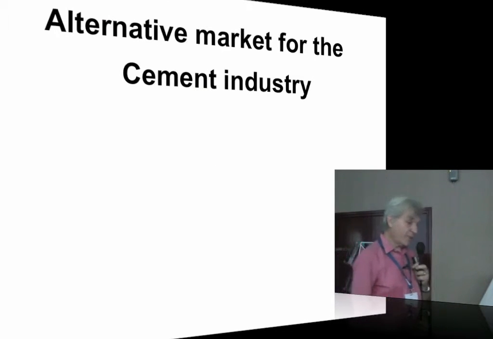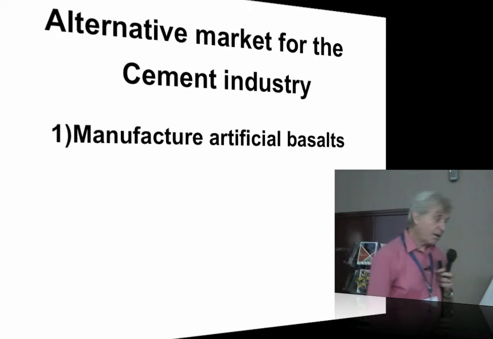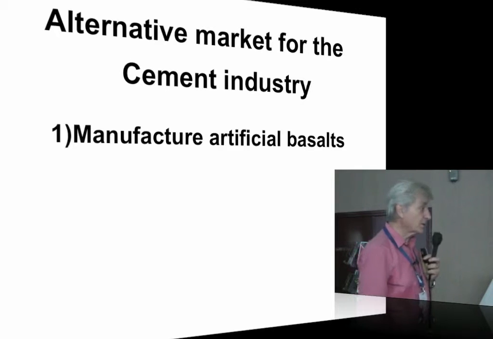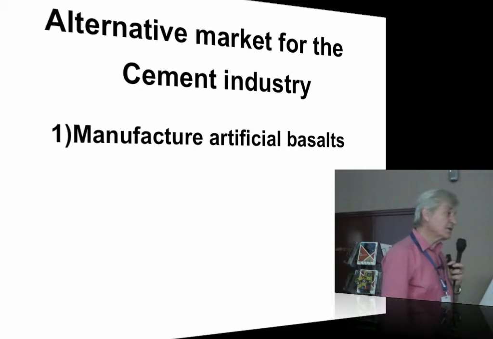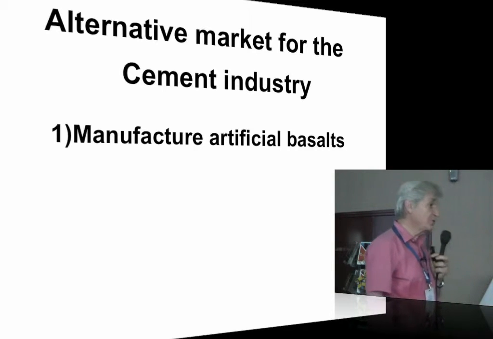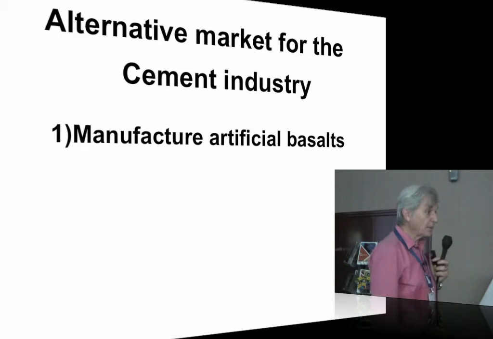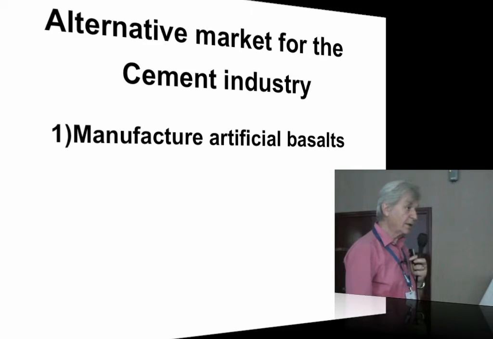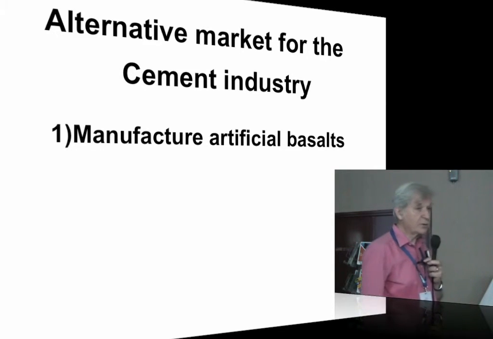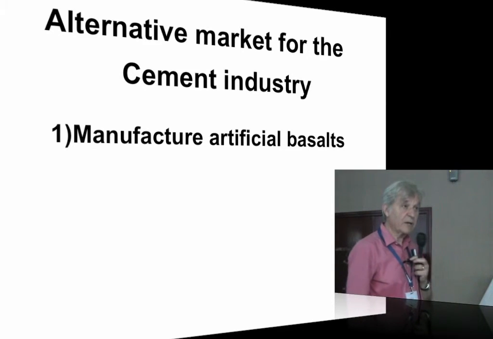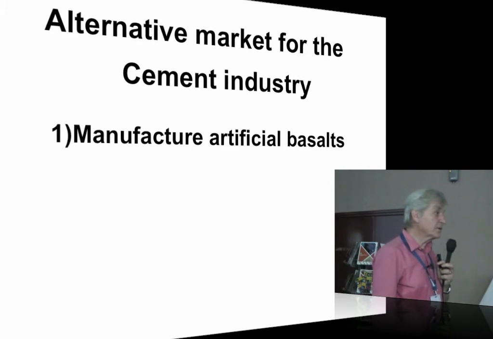So we have the alternative market for the cement industry, the manufacture of artificial basalt. This could be done by the cement industry, or could be done by the silicate industry, either choice. PQ can decide we will enter into the manufacture of artificial basalt and provide the millions of tons that are needed, or Holcim and so forth will decide we manufacture it. This is close to what we are doing, and it is close to the making of slag. If it is necessary to manufacture slag and this basalt, this is the same equipment.